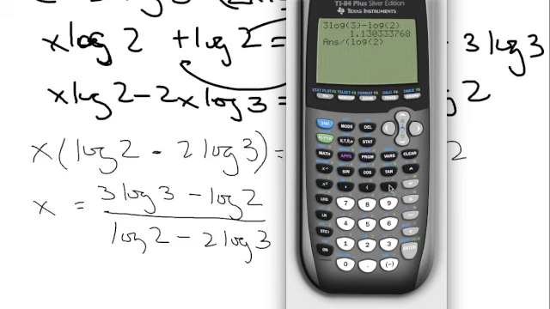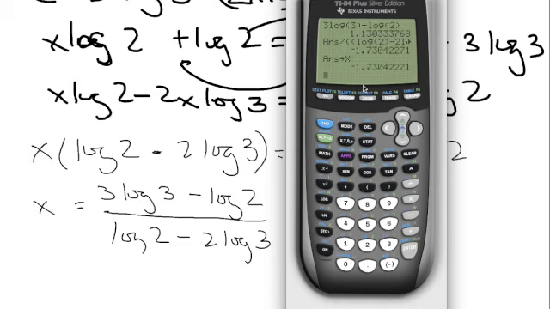Oh, I need another parentheses. I just remembered. That's going to be a double thing. I need two parentheses, so I'm going to need a second one. And I'm going to make it the log of 2, close parentheses, minus 2 log of 3, close and close. I think that's going to work. And we get this number. I'm going to store that in my X so I don't have to keep looking for it.